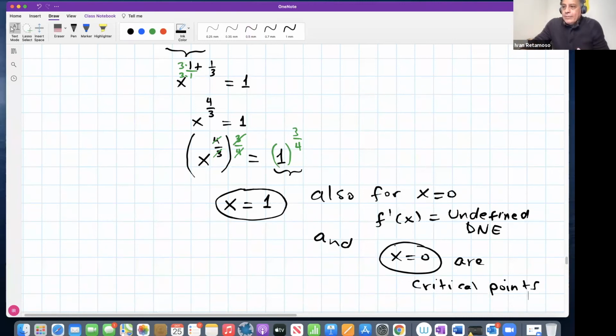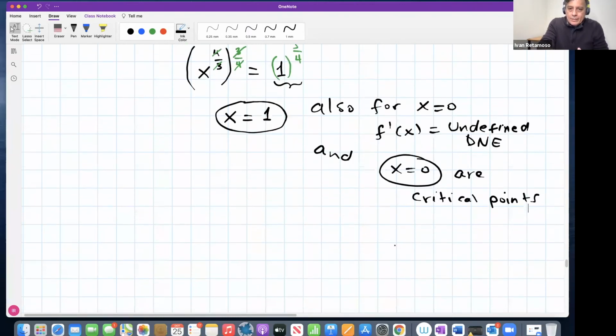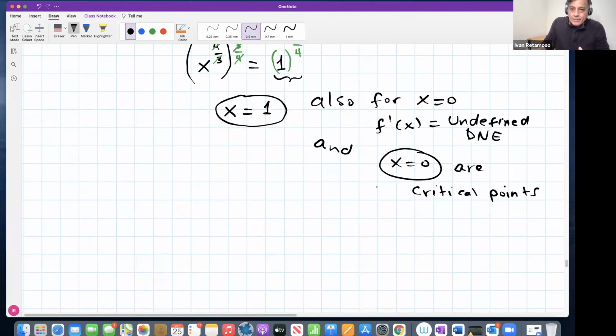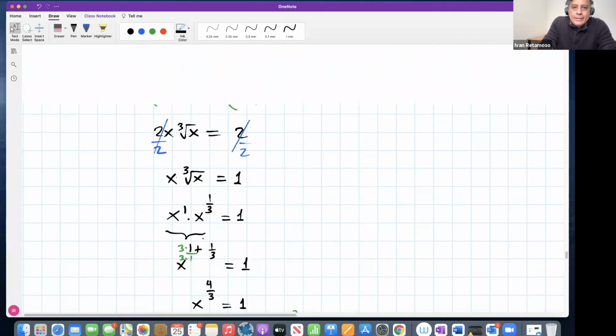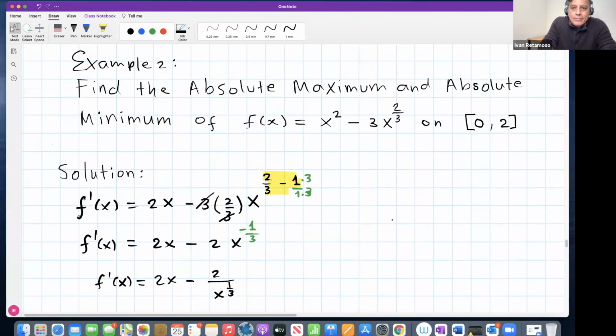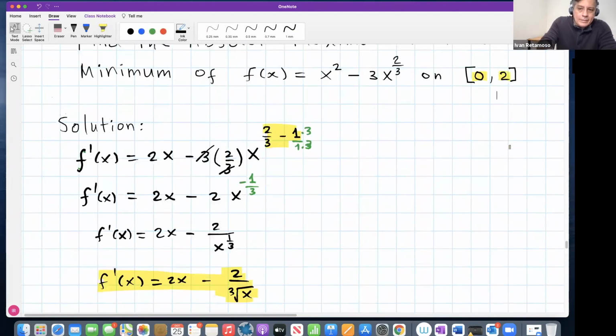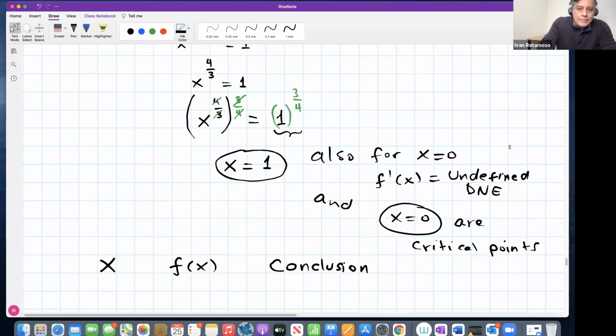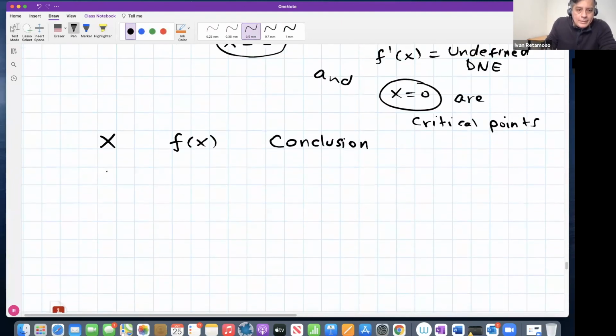So now, time to go to the table. I got 2 critical points. Remember, for a table, you write x here, f of x here, and here your conclusion. Start by considering the endpoints. And what were the endpoints? Well, these guys. I'm going to highlight them so that you will remember. 0 and 2 are the endpoints. So the table starts with the endpoints, 0 and 2.